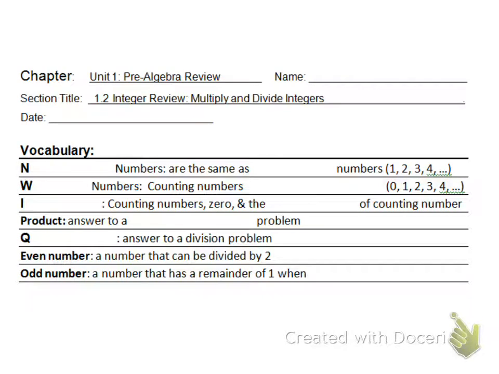This is what your note sheet should start to look like. We are in our first unit doing a pre-algebra review. Please put your name on top of the paper and we're going to incorporate this section title. This is our first video that we have of 1.2 integer review. We're going to start off with multiplying and dividing integers. Please add in the date of today, and we're going to go ahead and get into gear and do some vocabulary.